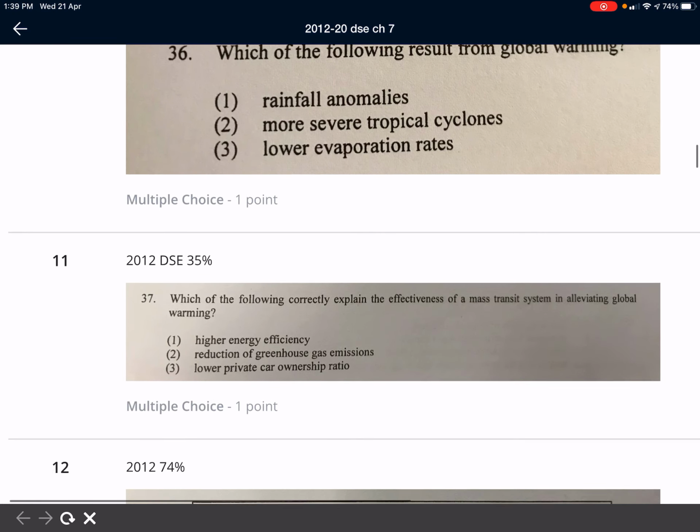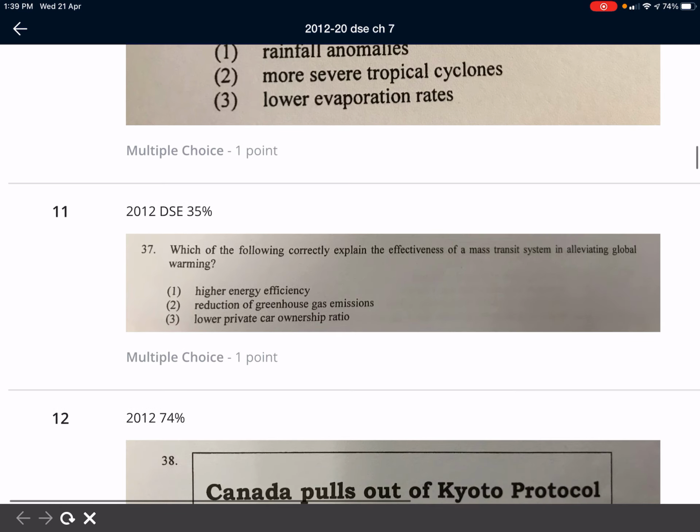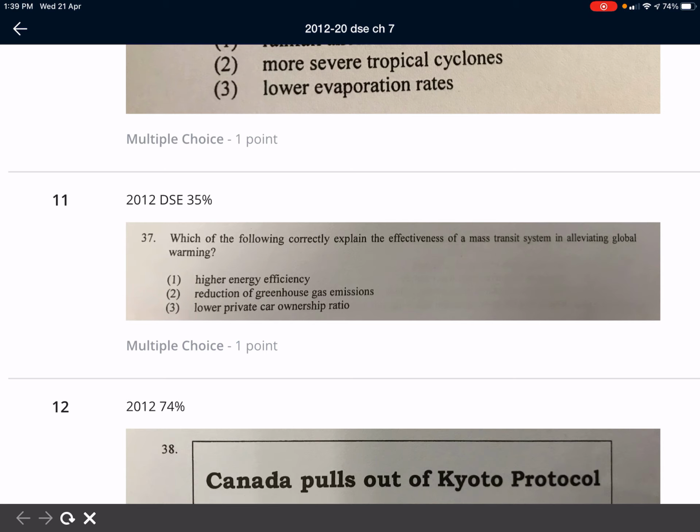Okay, number 11, which of the following correctly explains the effectiveness of a mass transit system in alleviating global warming? Higher energy efficiency, isn't it?